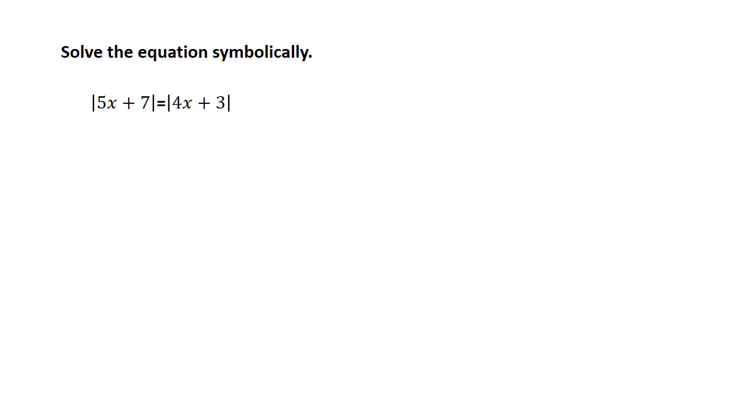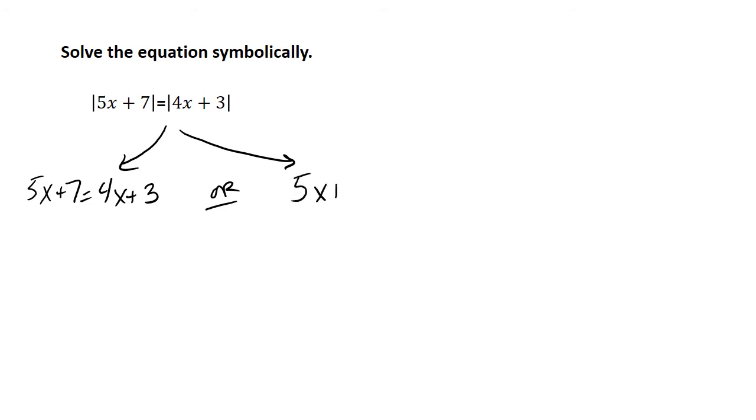So let's solve the equation: the absolute value of 5x plus 7 equals the absolute value of 4x plus 3. Using the explanation before, remember we're going to split this into two equations, one of which is just eliminating the absolute value. There you have it. And the second one will be negating one side. So 5x plus 7 equals negative (4x plus 3). So you want to negate one side, not both sides, just one side.